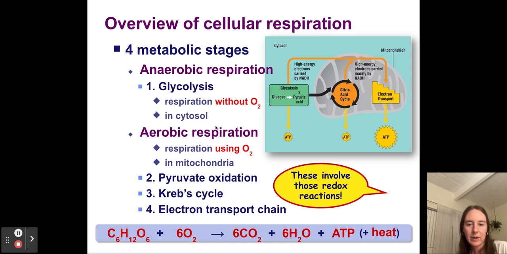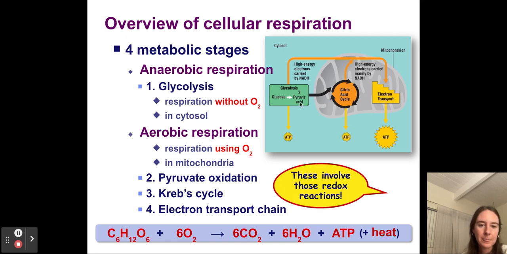Okay, so then the second part is called aerobic respiration. This is respiration using oxygen, and it occurs in your mitochondria. And there's 3 steps. The first step is called pyruvate oxidation. So there's going to be some sort of loss of electrons or loss of hydrogens. The second step is called the Krebs cycle, otherwise known as the citric acid cycle. And then the last step is called the electron transport chain.